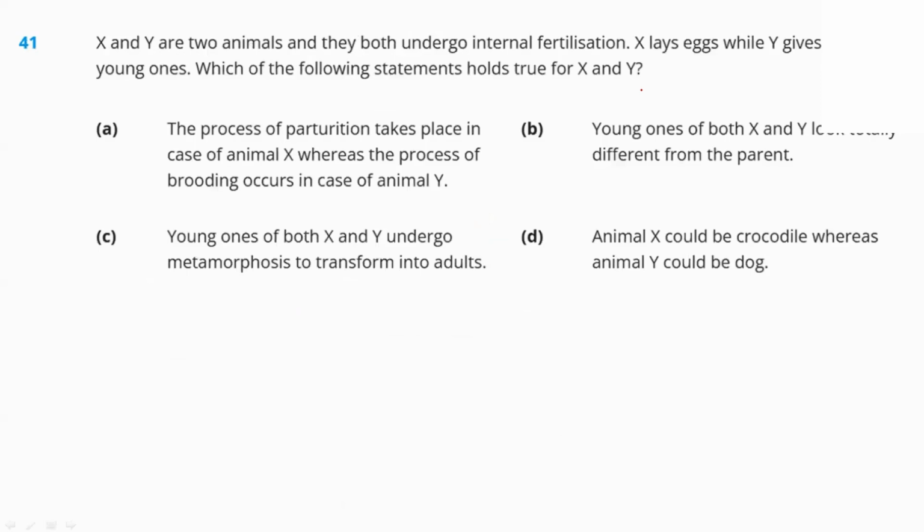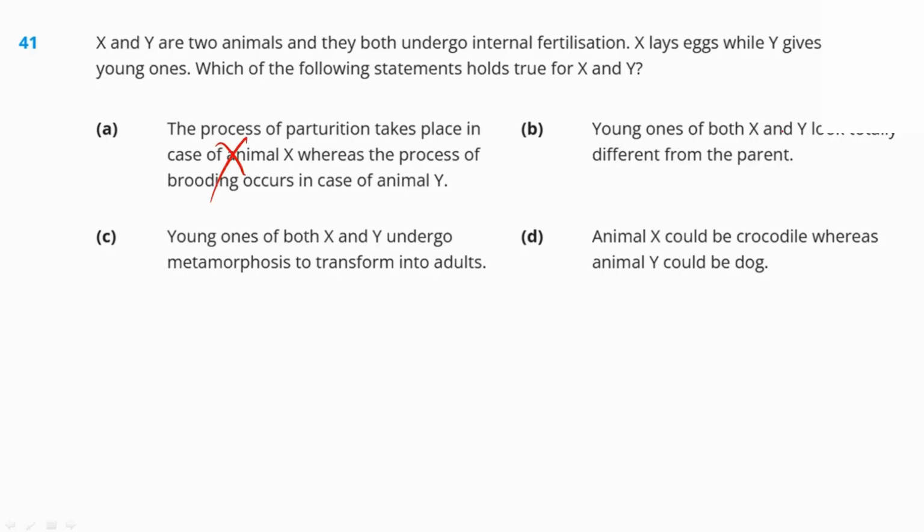Next, X and Y are two animals, and they both undergo internal fertilization. X lays eggs while Y gives birth to young ones. Which of the following statements holds true for X and Y? The process of parturition takes place in animal X, whereas the process of brooding takes place in animal Y. So X lays eggs, and Y gives birth. But parturition happens only in the animals which give birth directly to young ones. So the first statement is wrong.